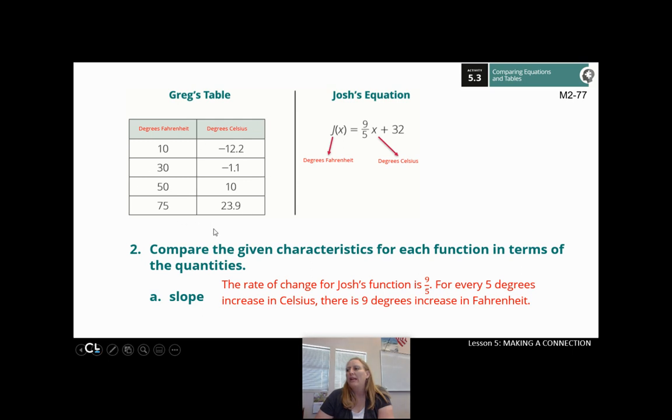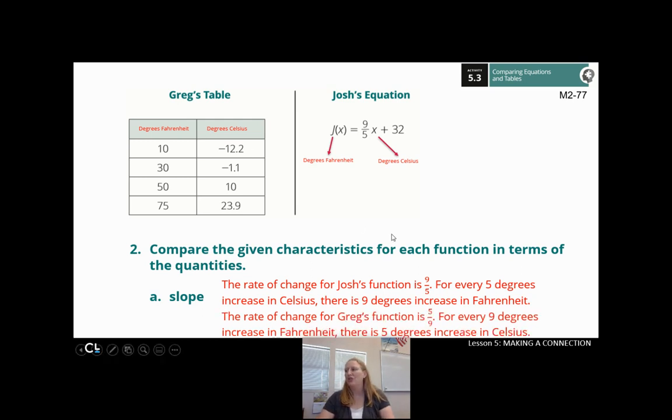There are a few ways you could find the rate of change for Greg's table. You could totally use the slope formula and work that out, but that gets a little messy. I realize, though, that Greg is just going backwards from Josh. So if Josh's rate of change is 9/5, that means Greg's rate of change is going to be the other way around. Greg's rate of change is going to be 5/9. For every 9 degrees increase in Fahrenheit, there's a 5-degree increase in Celsius. So again, because Greg's just going backwards from Josh, his rate of change, or his slope, will be the reciprocal of Josh's equation. That's fair.